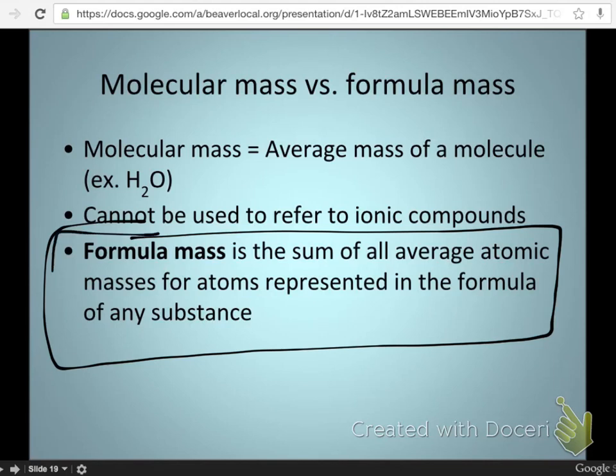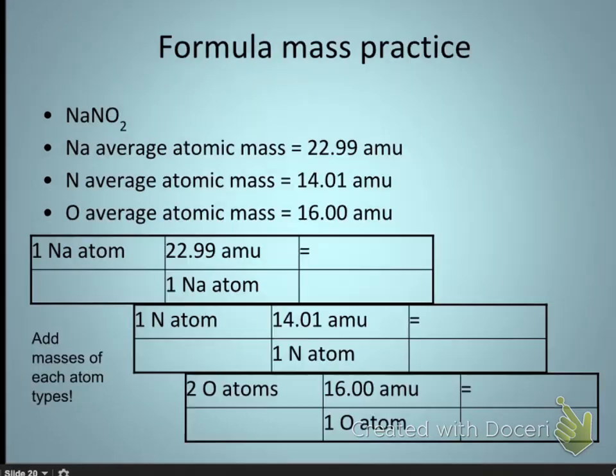So, I try to remind myself to just always say formula mass, because then you can't screw it up. But I'll slip. I'll ask you for the molecular mass of an ionic compound. I know I will. You can feel free to make fun of me when I do it. Just a little bit of formula mass practice, and I'm going to skip past this one and we're going to do one together.